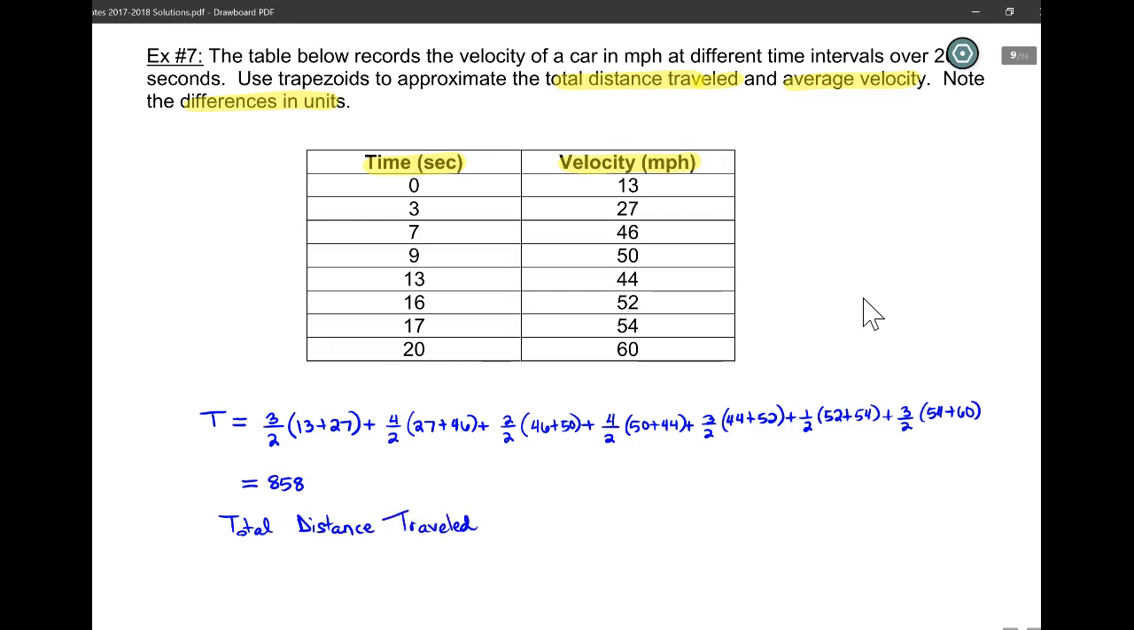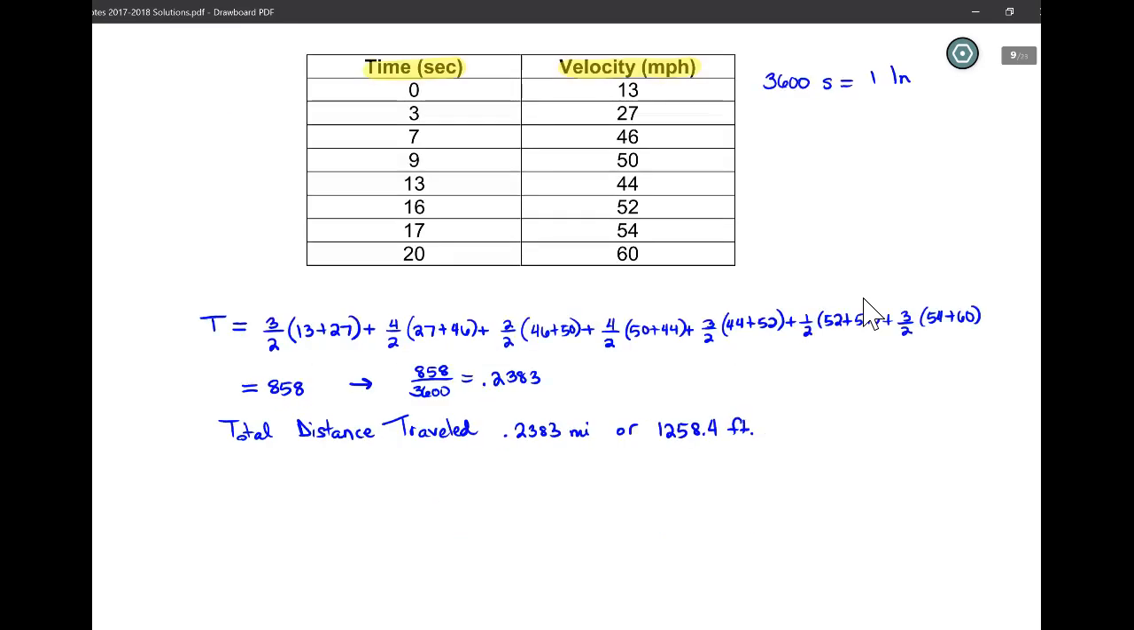Now we have to change the time unit. So remember, 3,600 seconds is equal to 1 hour. So we actually want to take 858 divided by 3,600. And we get about 0.2383. So that's going to be miles. Or if we multiply that by 5,280, we get 1258.4 feet.